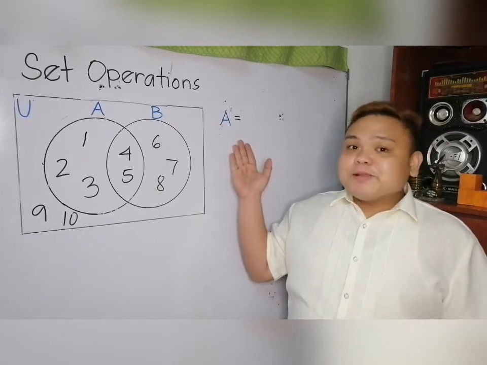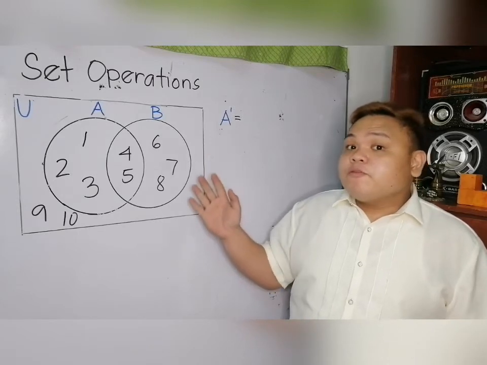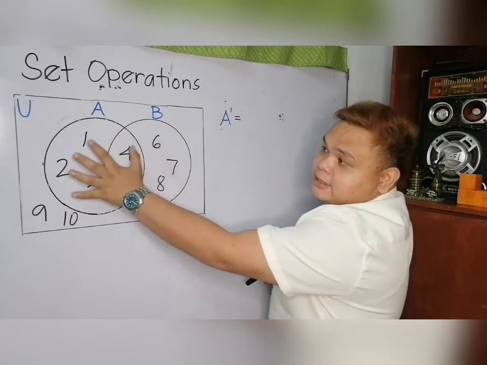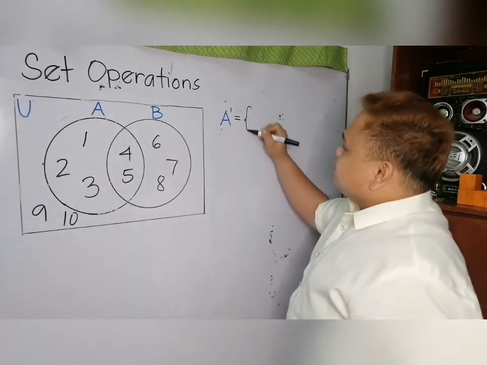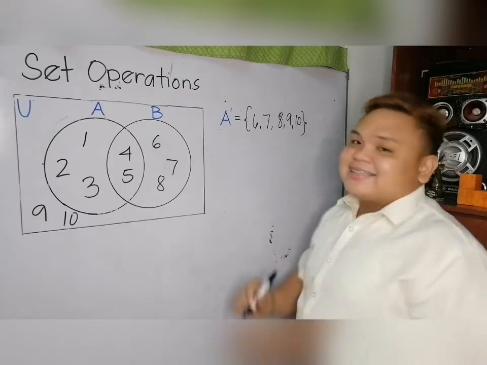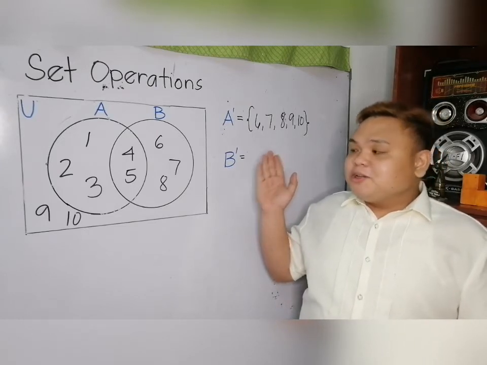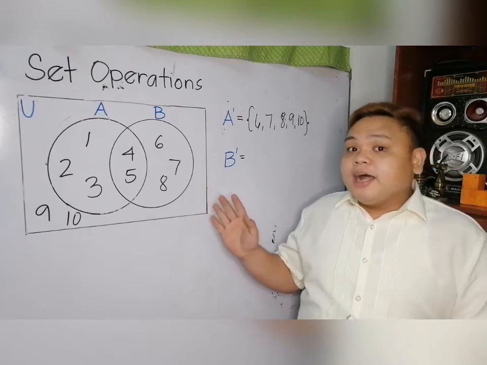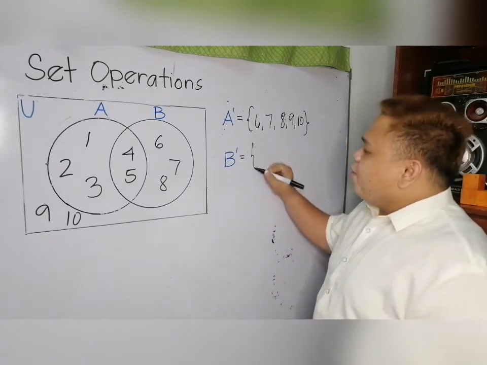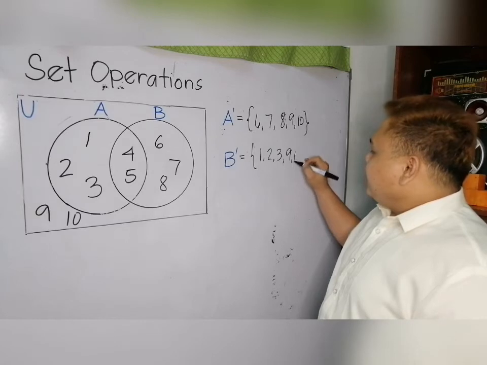A complement, or the complement of A. Using this Venn diagram, in order for us to get the complement of A, what we're going to do is to look for the elements that are not within set A. So if this is set A, those elements outside this set will be its complement. And that will be 6, 7, 8, 9, and 10. Next, we have the complement of B. Just like what we did with the complement of A, all we need to do is to look at this diagram, look for the elements that are not within the circle of set B, and that will represent the complement of set B. So in this case, the complement of set B will be 1, 2, 3, 9, and 10.